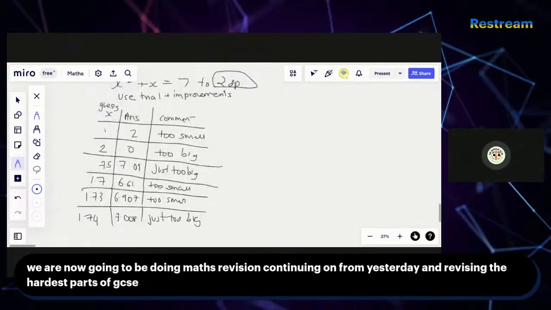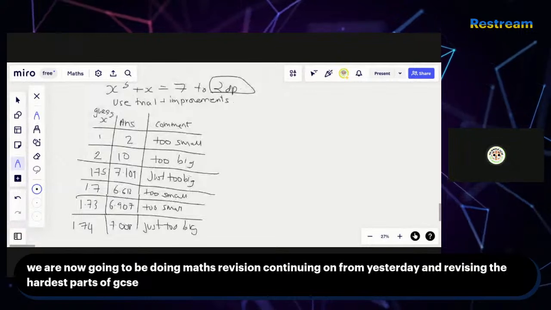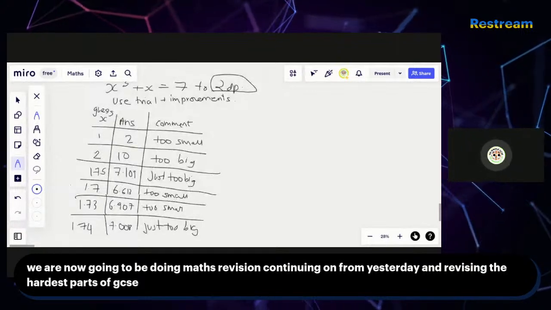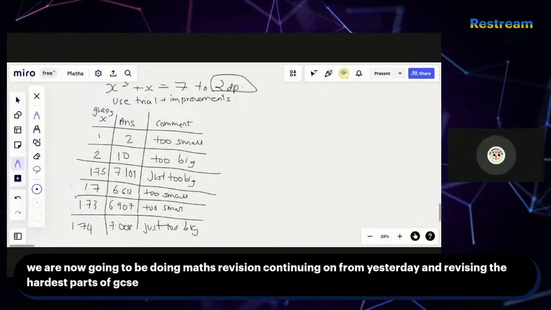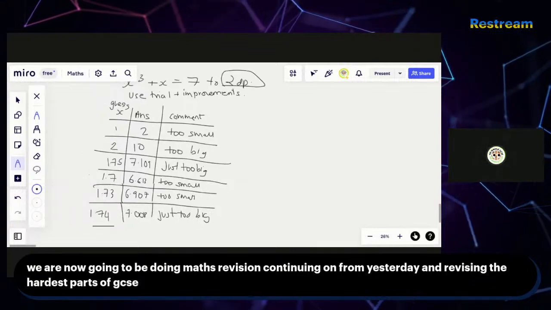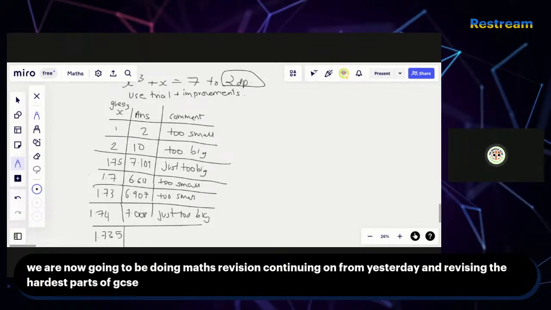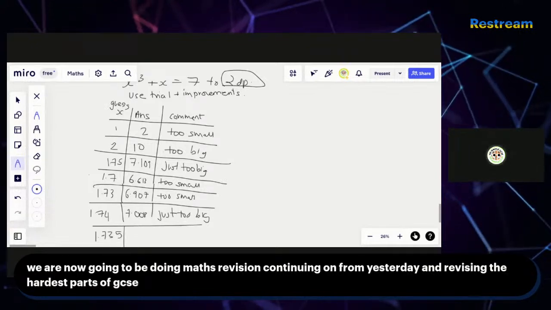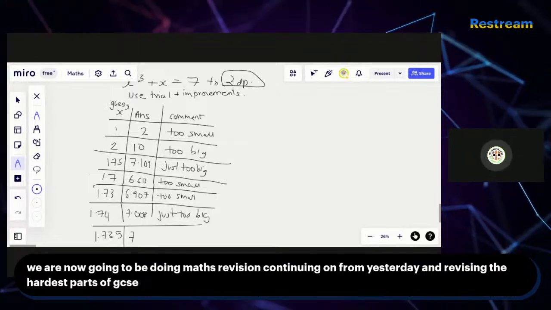Now don't stop, even though you see that it's already to 2 decimal places. You just have to try it one more time to see if it's closer to 1.73 or closer to 1.74. So you try 1.735, and when you plug that in, you get a number that's just too small.